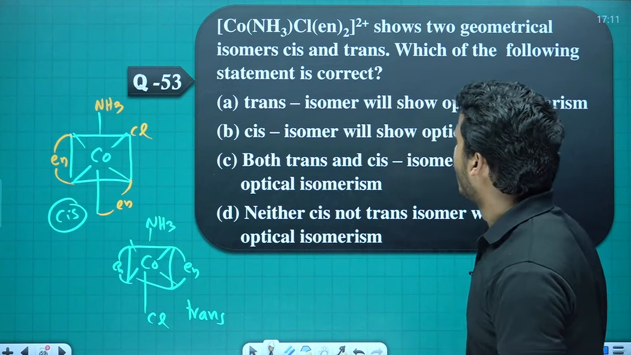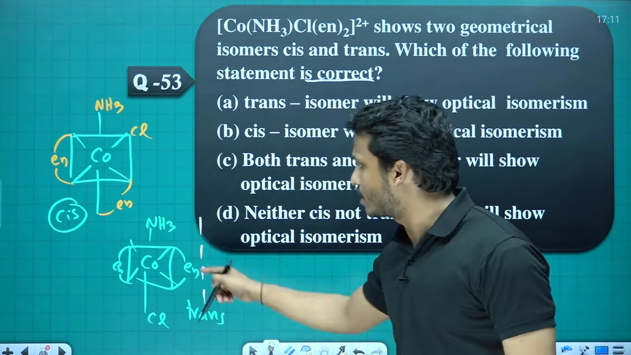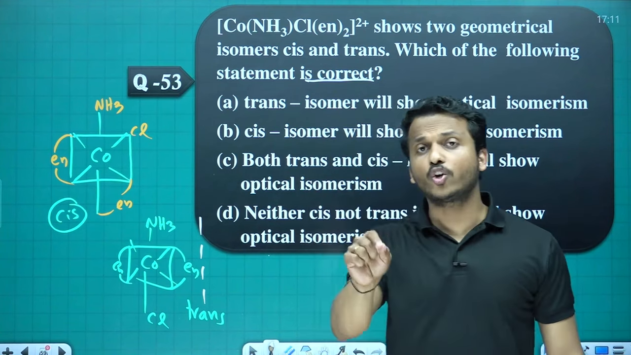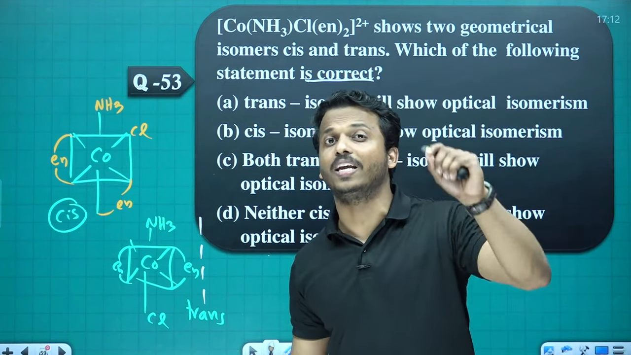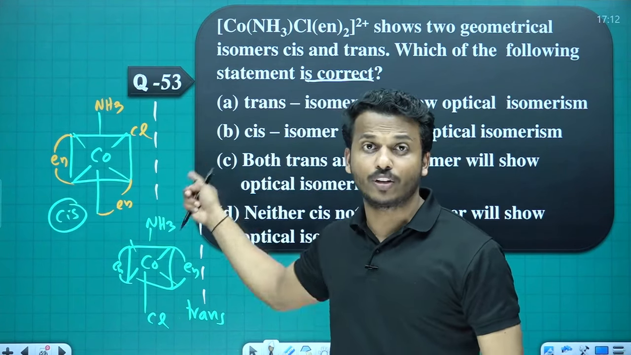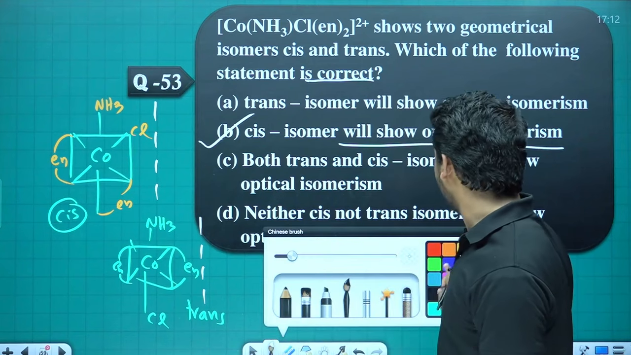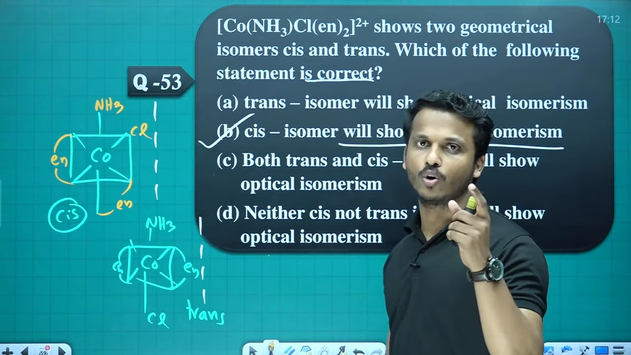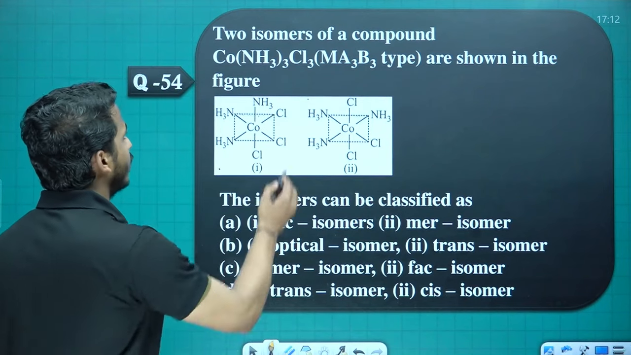And what is the question they are asking you? Which statement is correct? Trans isomer will show optical isomerism. See, trans isomer is this one. If you take the mirror image of this one, you will get the same image, and that will be superimposable. If it wants to be optically active, the mirror image should be non-superimposable. So trans isomers are basically not optically active because their mirror image is the same, they are superimposable. But this is the cis isomer. If you take the mirror image of this one, it will be another image, so they are non-superimposable, and the cis isomer will show optical isomerism. Keep in mind, all of you, among cis and trans isomerism, the cis isomer will show optical isomerism because cis isomers have non-superimposable mirror images.